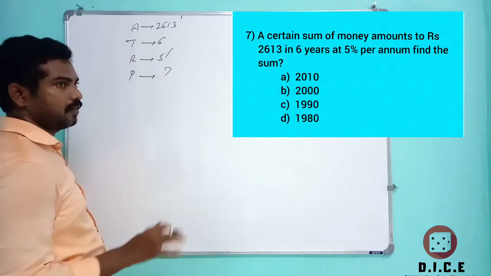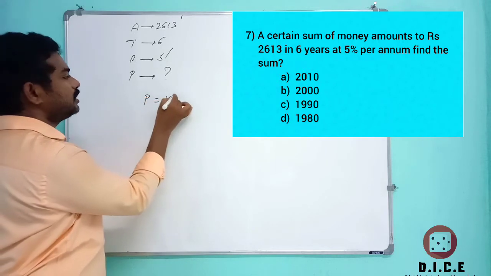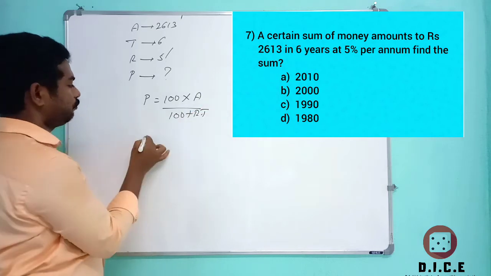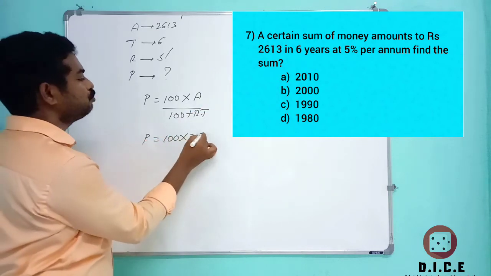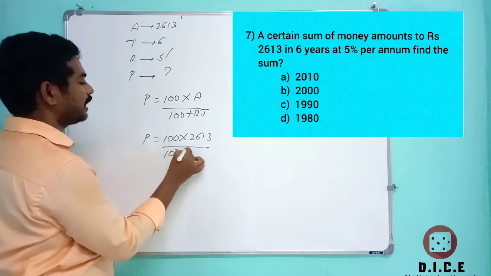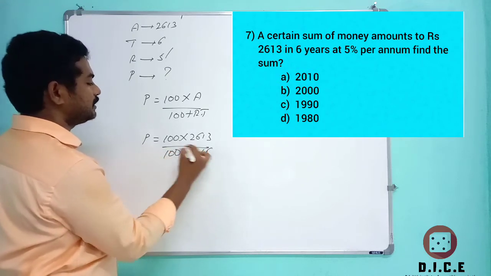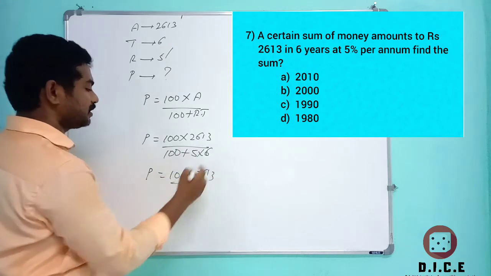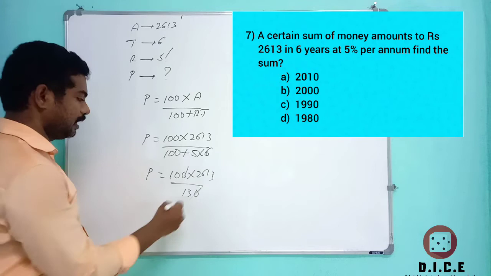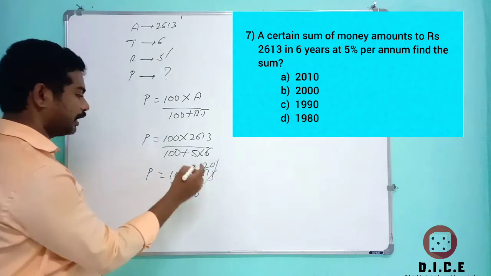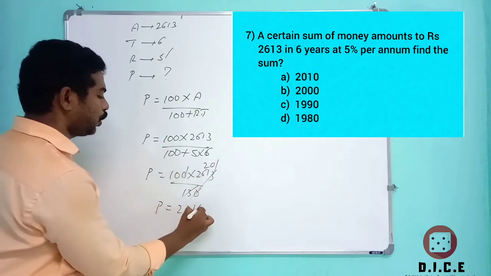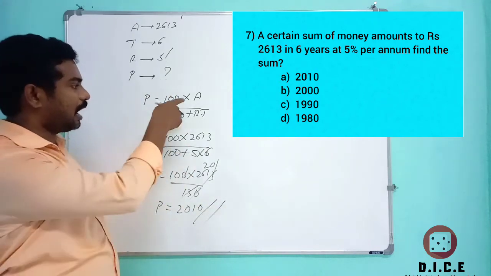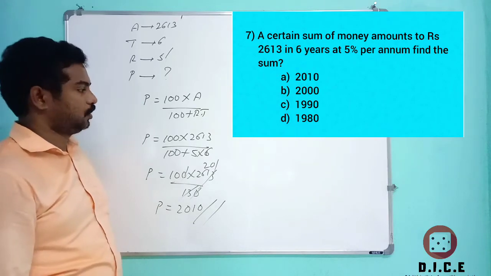So when this terminology is given, we got a formula to find the principal: principal is equal to 100 into amount by 100 plus rate into time. Therefore principal is equal to 100 into what is the amount 2613 by 100 plus what is the rate 5, what is the time, that is 6. Therefore principal is nothing but 100 into 2613 by 100 plus 30, that is nothing but 130. 0 gets cancelled. 13 2s are 26 and 13 1s are 13. 100 into 201, the principal value is nothing but 20100 is the principal value. This is solving this question using the formula 100 into amount by 100 plus rate into time.